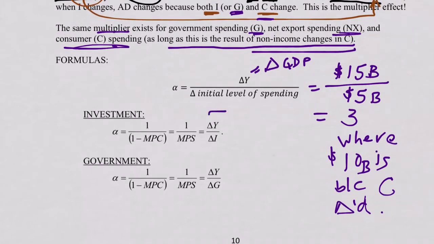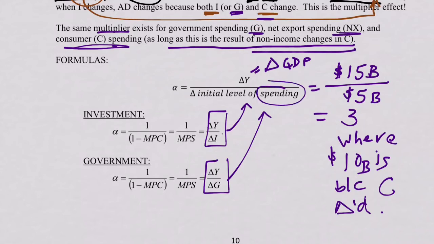So this last formula here is the same as that one. This one is exactly the same as that one. Depends on what spending variable you're talking about. But we could also write it as 1 divided by 1 minus the marginal propensity to consume, which equals 1 divided by the marginal propensity to save.